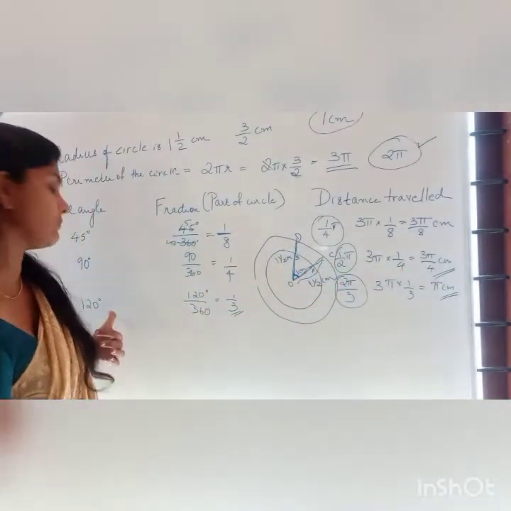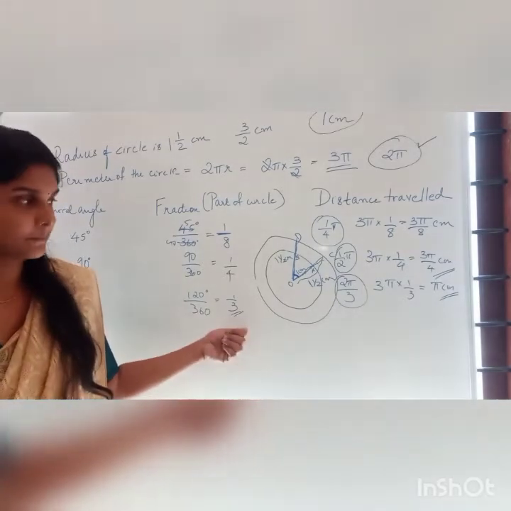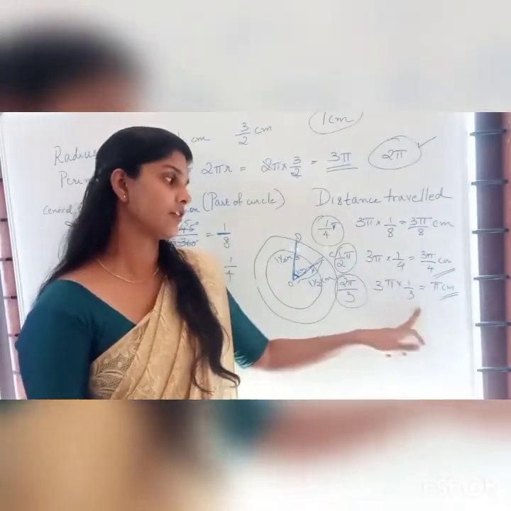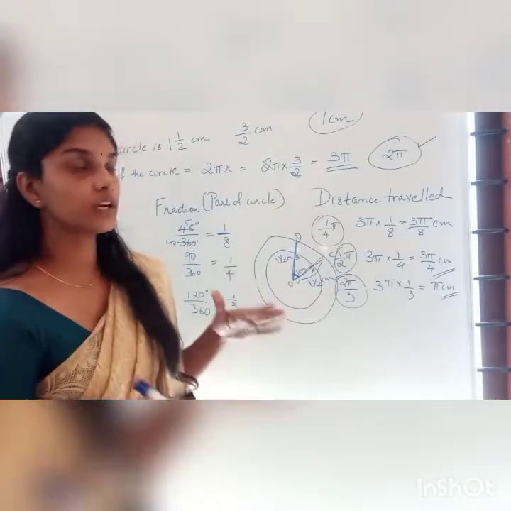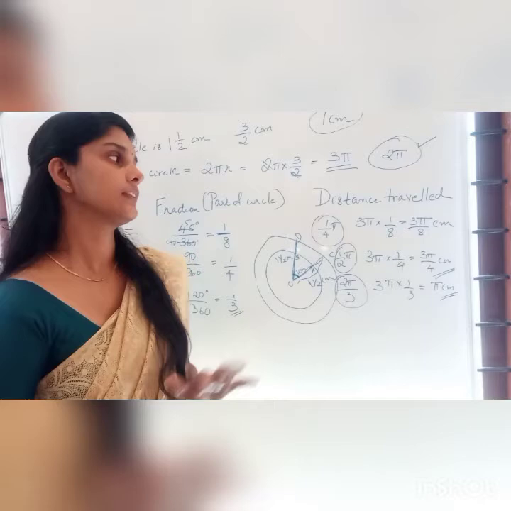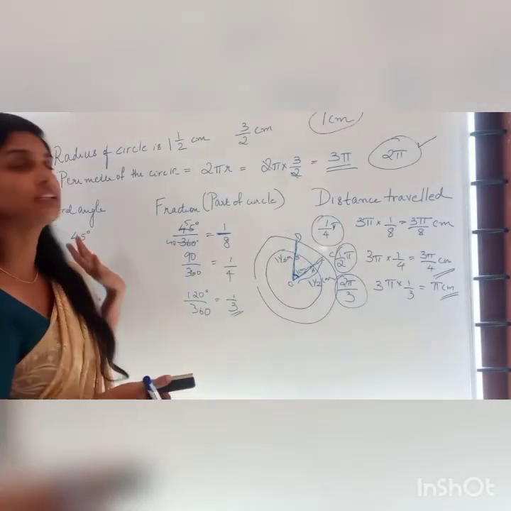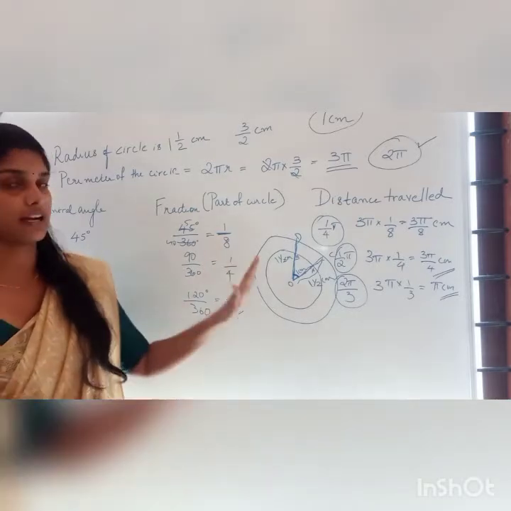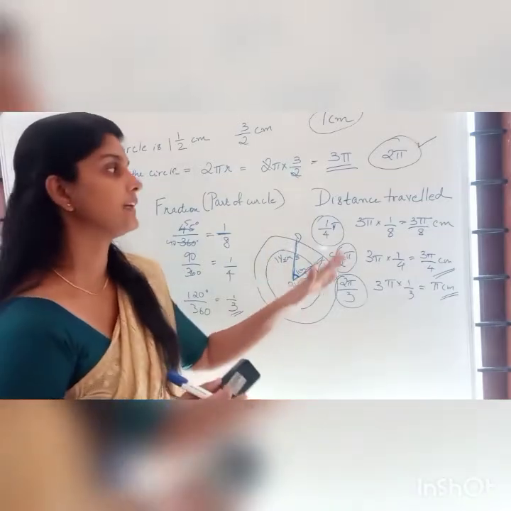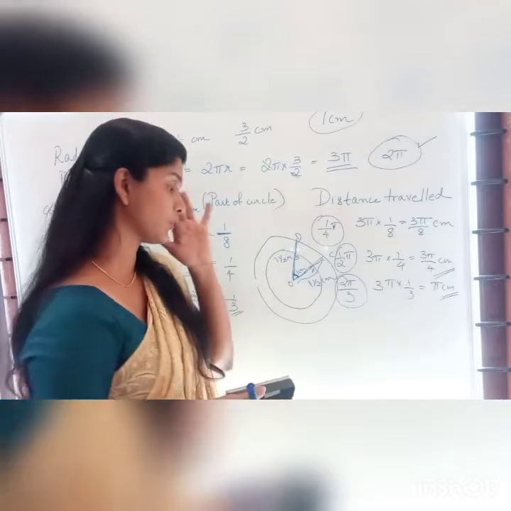When considering this 120 degrees, we got in the fraction term 1 by 3. And when we looked at the distance traveled by the point, we got it as 3 pi centimeter. And when we took the perimeter of the circle as 2 pi, we got it as 2 pi by 3 centimeter. That is, when the radius changes, it doesn't affect the fraction part when the degree is converted to fractions, but it affects the distance traveled by the point. Okay.